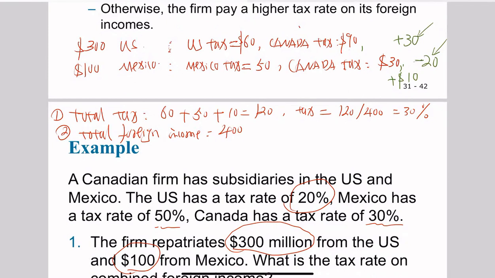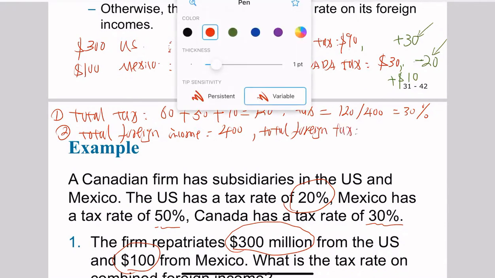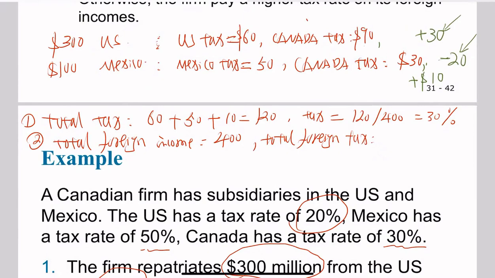And what is the total foreign tax? So total foreign tax would be 60 plus 50.